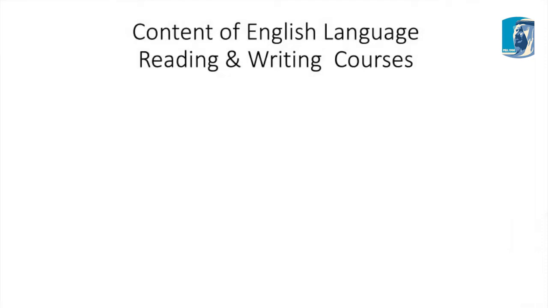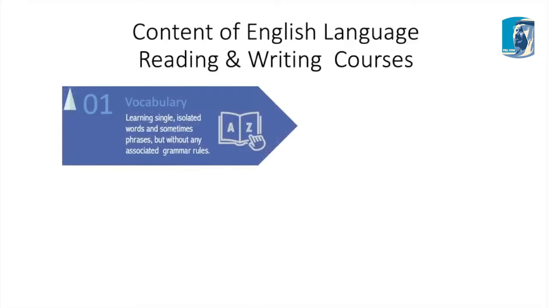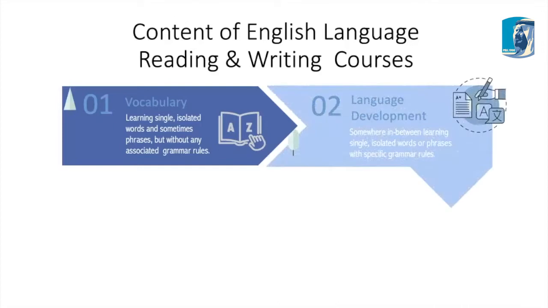In an English language reading and writing course, you will generally find there are 4 areas which you'll be studying. The first is vocabulary, which are our single isolated words, but without any grammar rules associated with these words. Language development, which is somewhere in between learning these isolated words and the grammar rules, so it could be larger phrases that you're using.